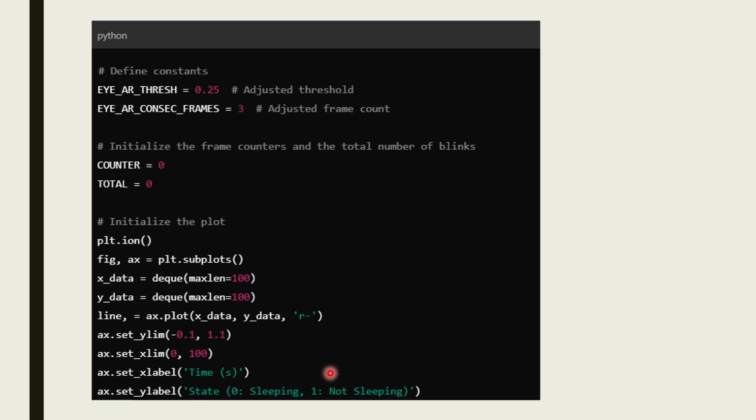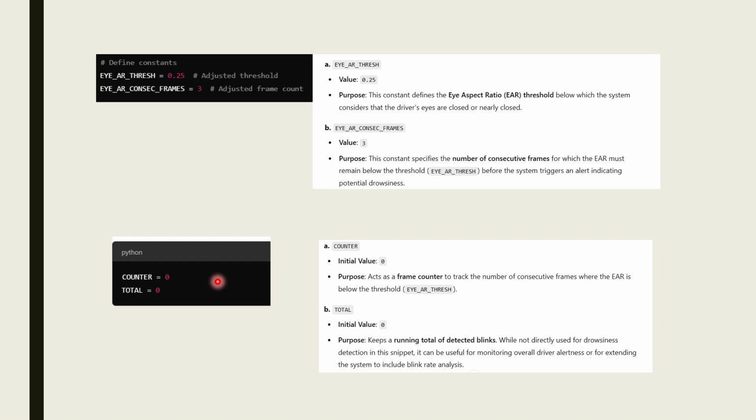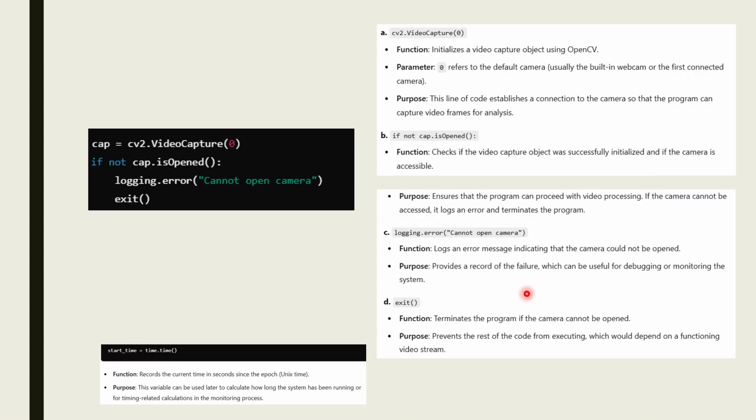So these are the functions to initialize the plot. You can go into detail on this one. Now, as I said, these are the constants we are initializing. You can read more in detail if you're interested by pausing the slide. Now what this function does is it captures the video from the webcam. If it's not open, it will give an error.